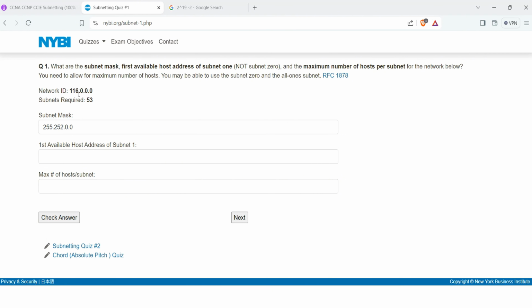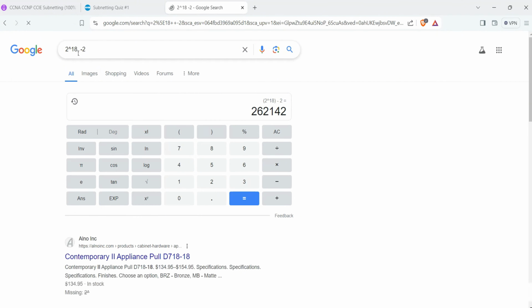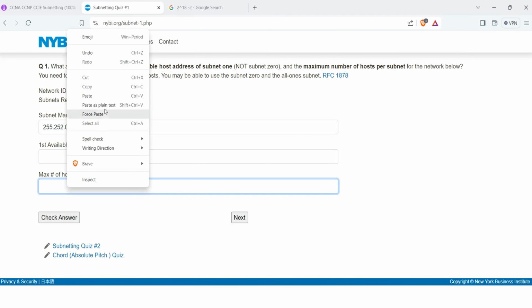Okay, so now I borrow 6 bits from the second octet. Okay, 2 bits are left plus 16 bits. That's 18 bits. So it's 2 to the 18 minus 2. That's what I'm looking for over here. So this is the actual maximum hosts that I get per A network.